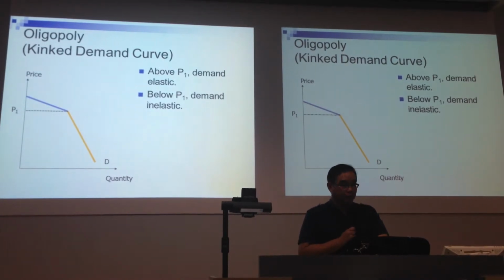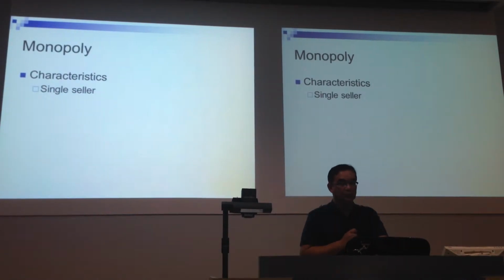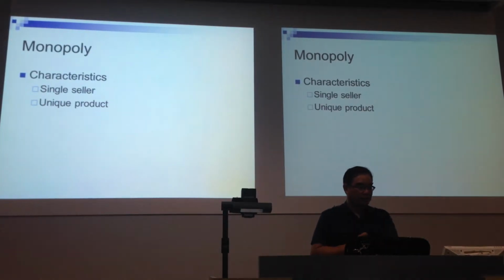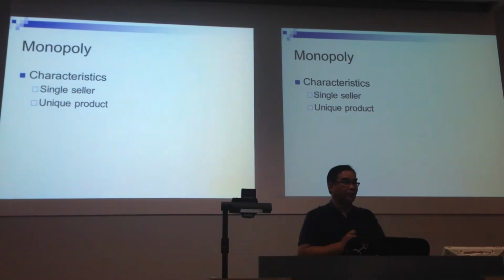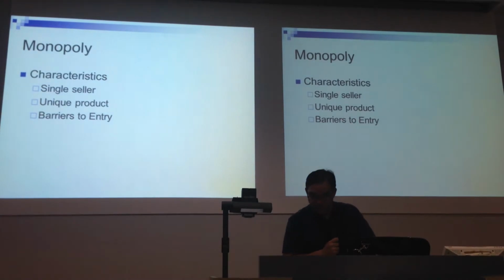And the last market structure is monopoly. So characteristics: single seller, a unique product or product that has no close substitutes, and there are barriers to entry.